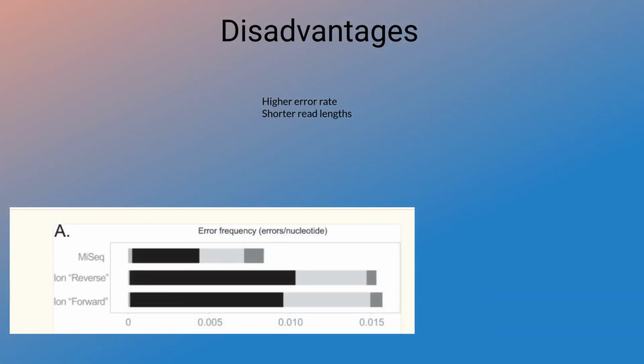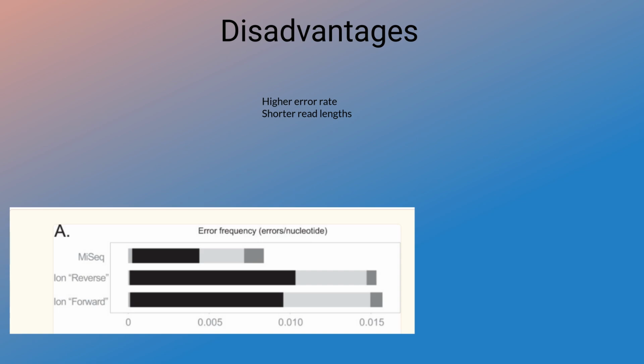The system also has disadvantages. The length of reads is only between 200 and 400 base pairs. Synchronous sequencing will give you much longer reads if you decide to use that route.